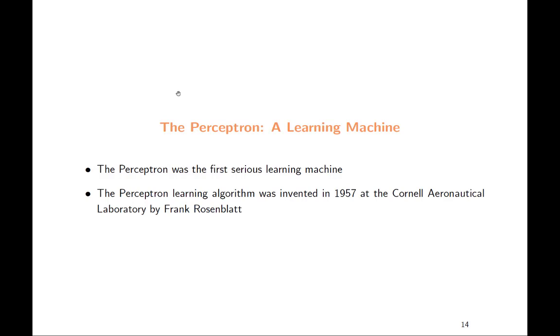The perceptron was the first serious learning machine. It was invented in 1957 at the Cornell Aeronautical Laboratory by Frank Rosenblatt, and we already talked about it a little bit in the first lecture on the introduction.